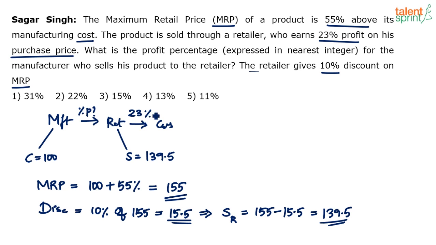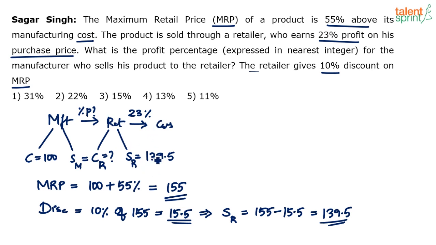We also know that the retailer has made a profit of 23%. What is the cost price of the retailer? That's the question. Selling price of the retailer is known. Can you calculate the cost price of the retailer? Remember, we have discussed this in the very first introduction video of profit and loss: the selling price of the manufacturer will be equal to the cost price of the retailer. In a chain transaction, selling price of A becomes the cost price of B. Selling price of B becomes the cost price of C.